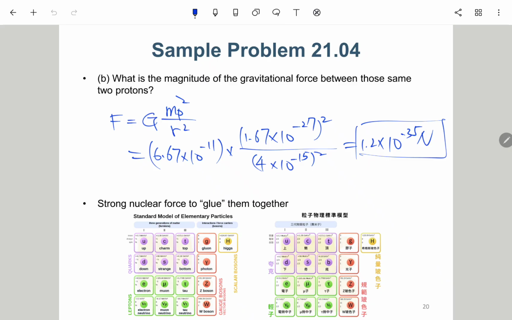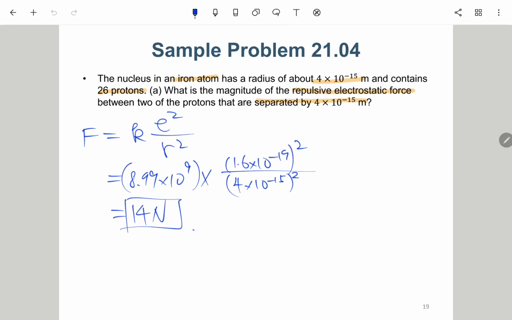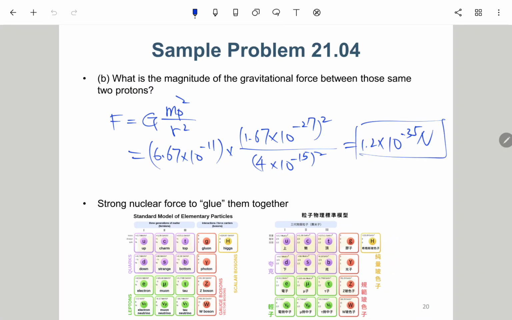Maybe the only attractive force we have learned is the gravitational force, but the gravitational force is so small, 1.2 times 10 to negative 35. It's much smaller than this one. So how come the nucleus can be stable? Actually, based on the knowledge we learn in physics, we cannot really explain why the nucleus is stable there.